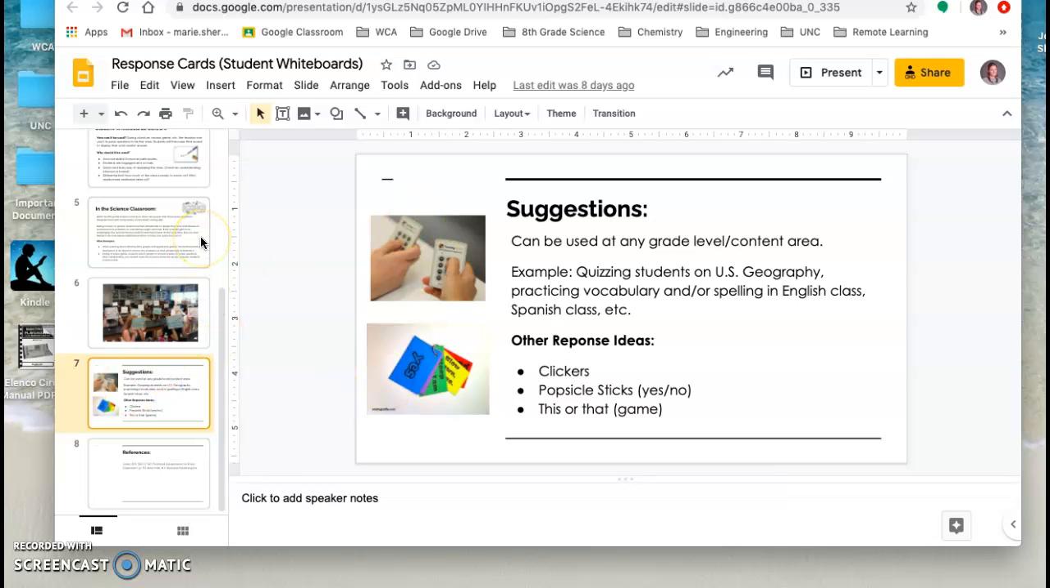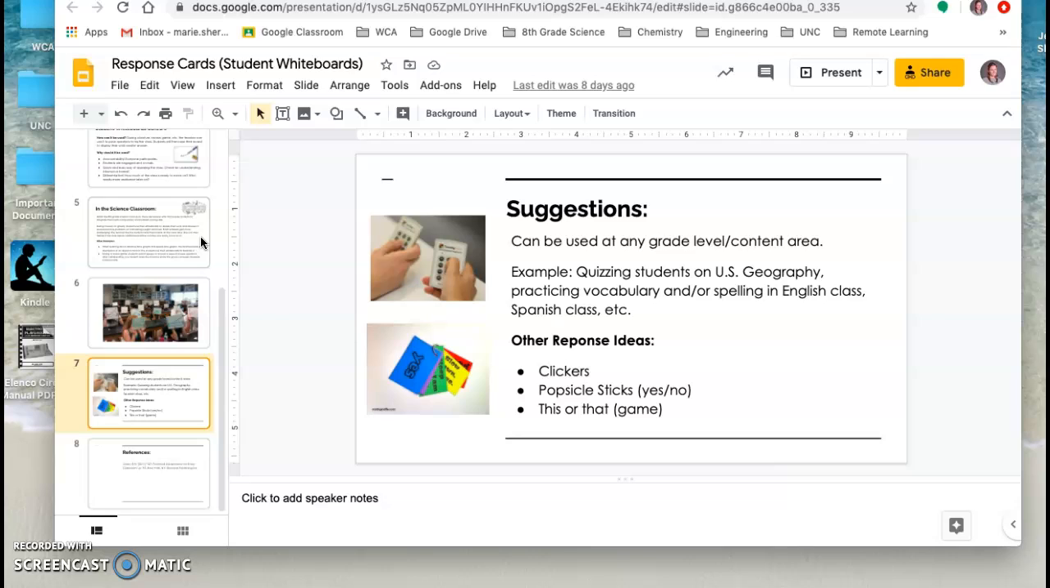Suggestions moving forward: I gave a few examples as to what it might look like in another content area. For example, maybe you're a history or geography teacher, you have a map of the United States up and you point to a state and you say, what's the capital of the state? They write their answer on the board. Or maybe you're practicing spelling within an English class, or within a language class such as Spanish, and you're testing them to see if they understand the spelling.